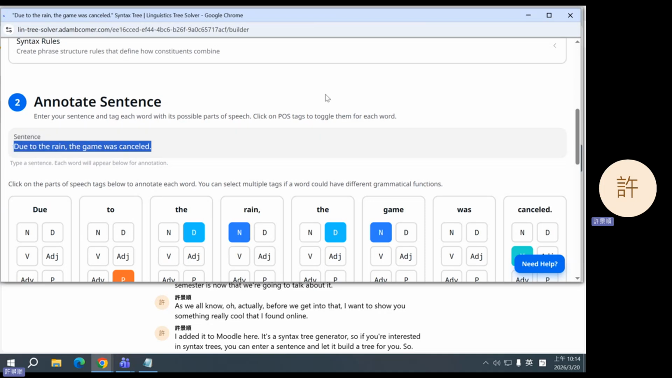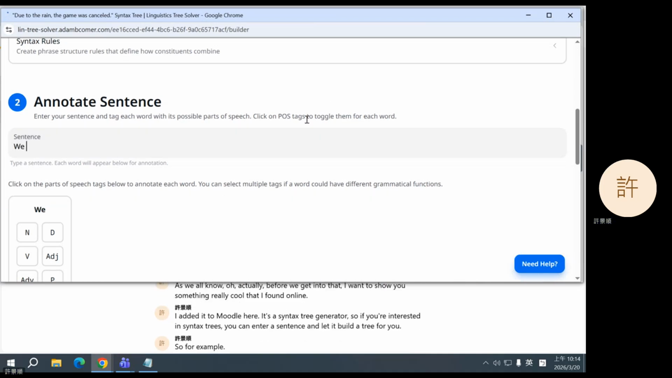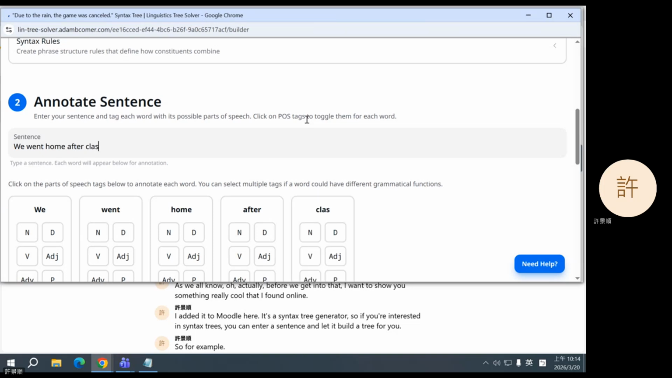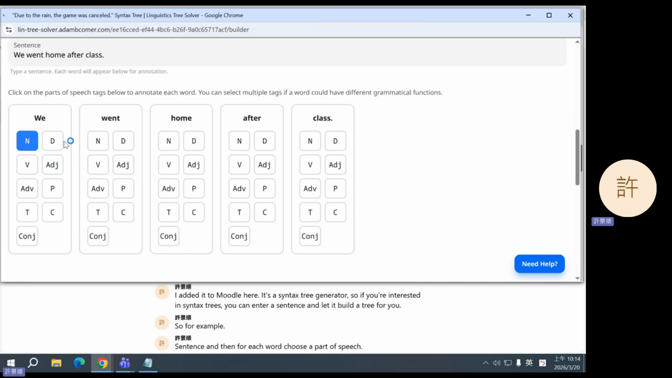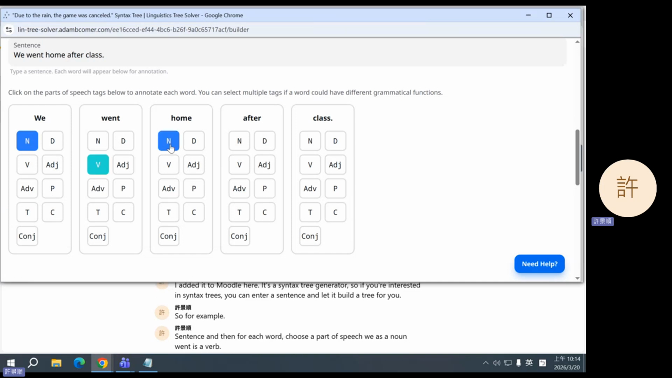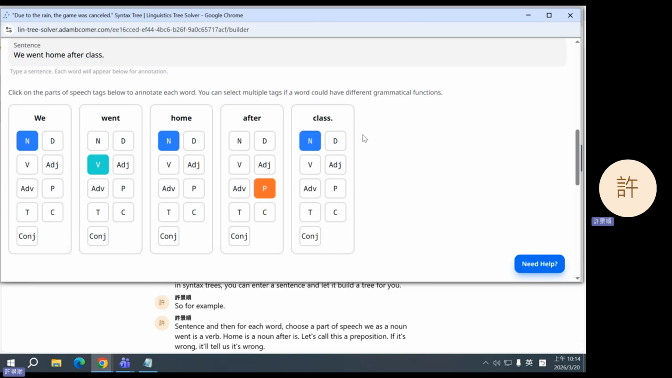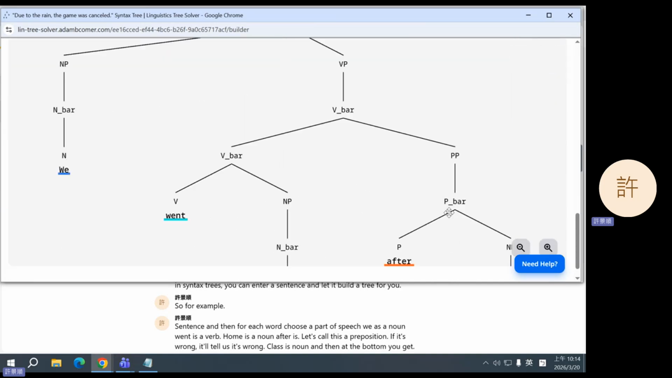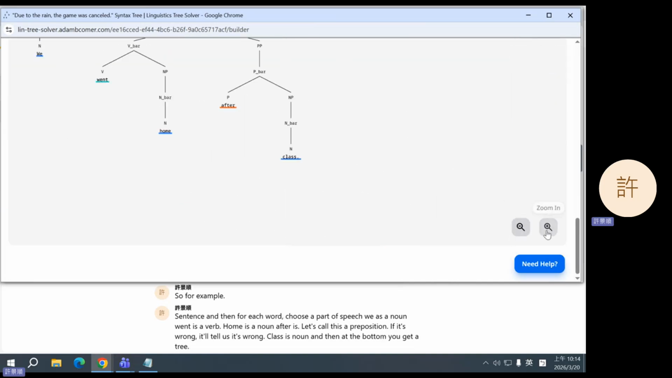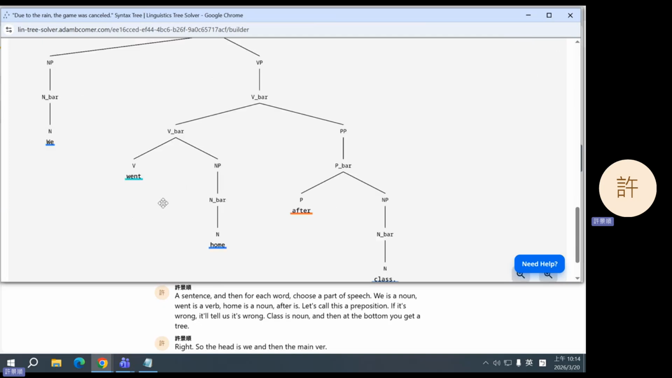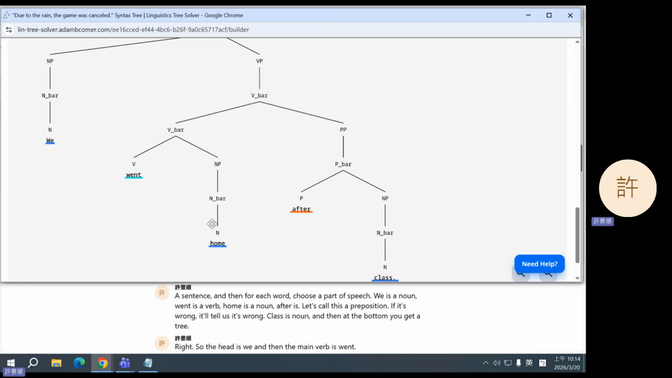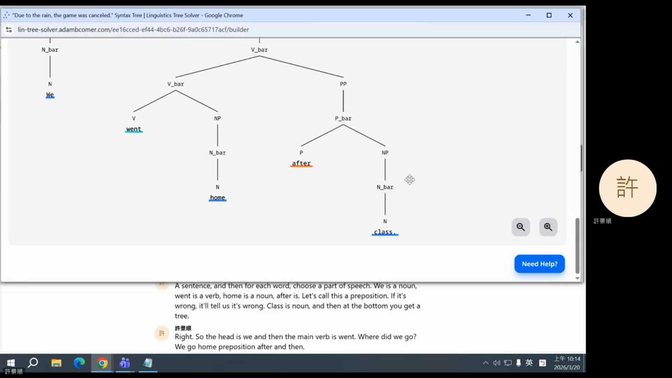So for example, a sentence, and then for each word, choose a part of speech. We is a noun, went is a verb, home is a noun, after is, let's call this a preposition. If it's wrong, it'll tell us it's wrong. Class is noun. And then at the bottom, you get a tree, right? So the head is we, and then the main verb is went. Where did we go? We go home, preposition after, and then class.